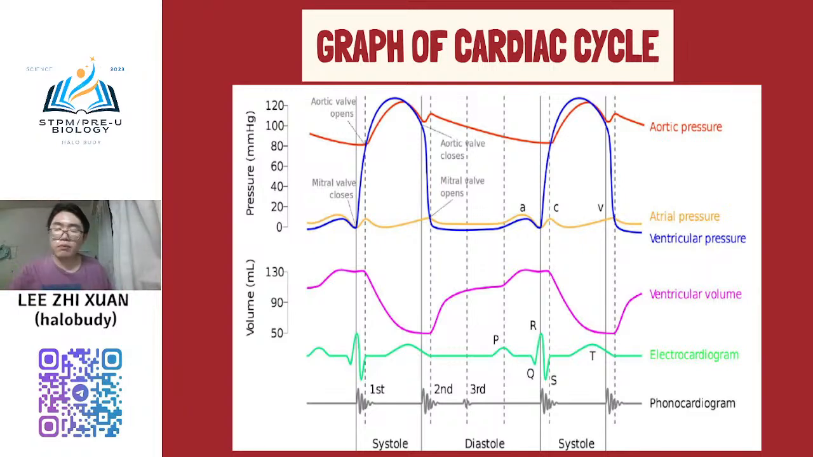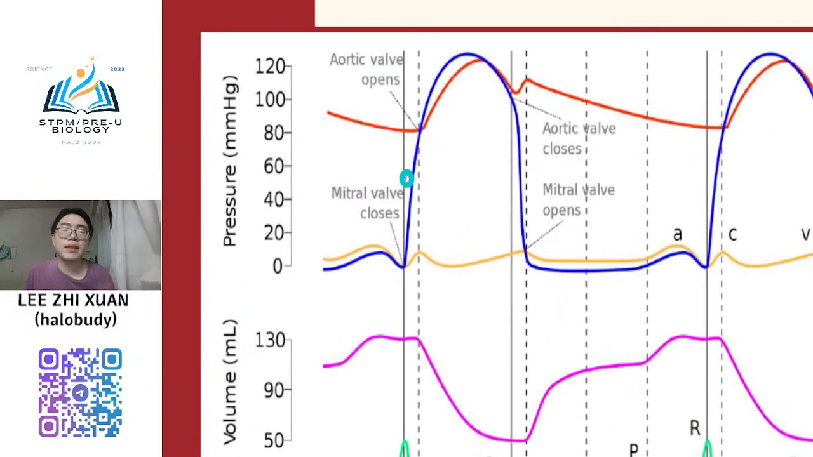The pressure that represents the ventricle is the blue color one. The orange color is the atrial pressure, the atrial chamber's pressure. Okay, so what does it mean? Apa maksud ni? Dia bagi makna apa?